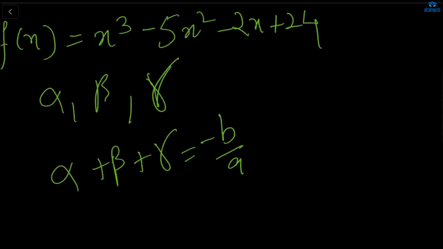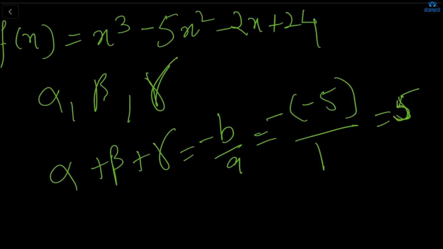Now from here, you'll get minus 5 by a. The value of a is 1, so you'll get 5. Excuse me, ma'am, are you sure alpha plus beta plus gamma is minus b by a only? Alpha plus beta plus gamma is equal to minus b by a only. Yeah, minus b by a.